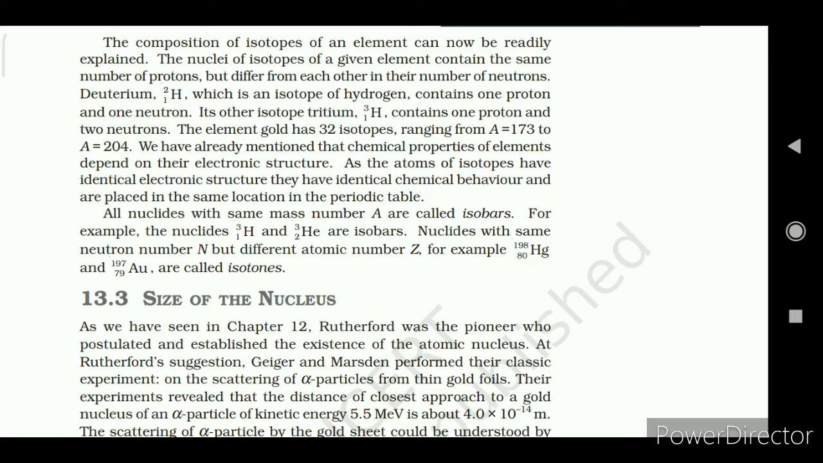Now, I'm skipping example 13.1 for you to solve later, or you can pause the video and solve it right now. 13.4, Mass-energy and nuclear binding energy.